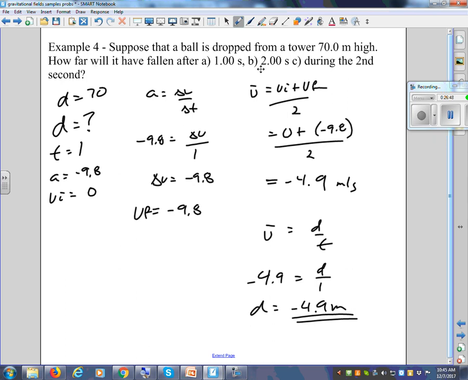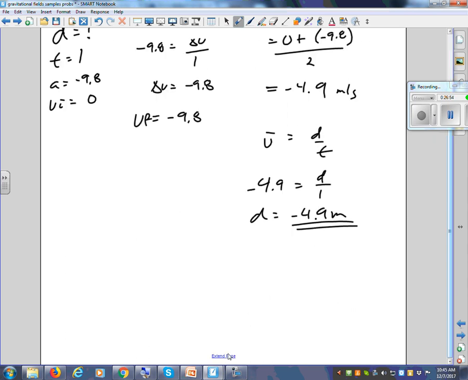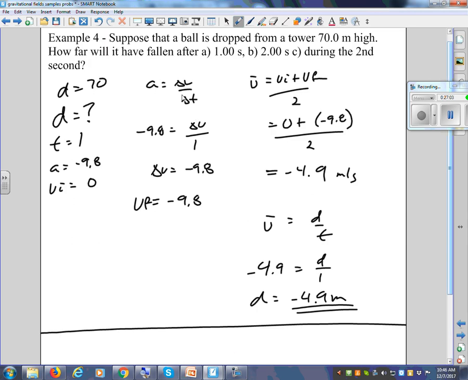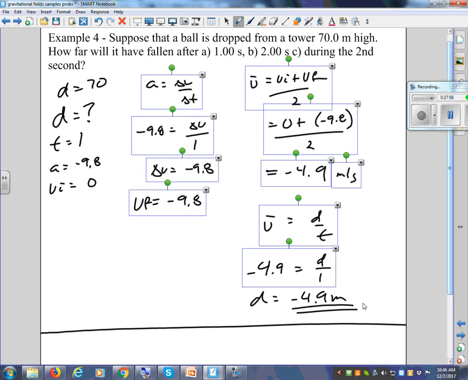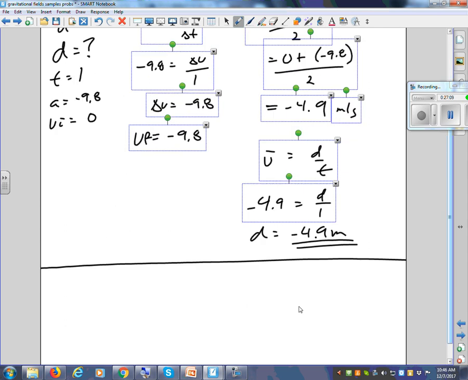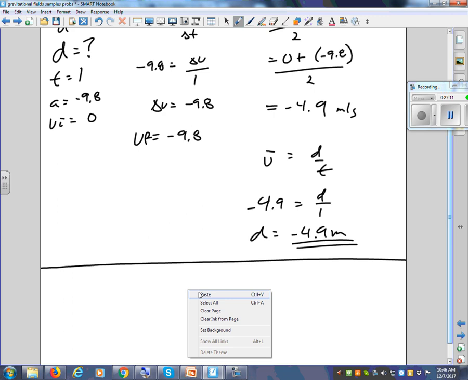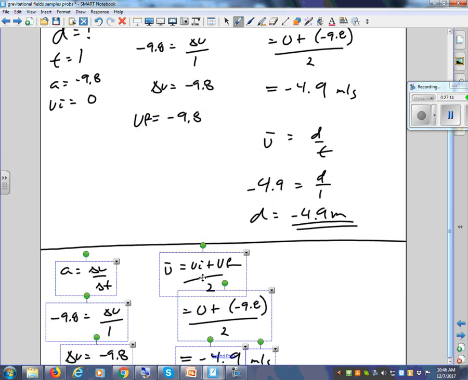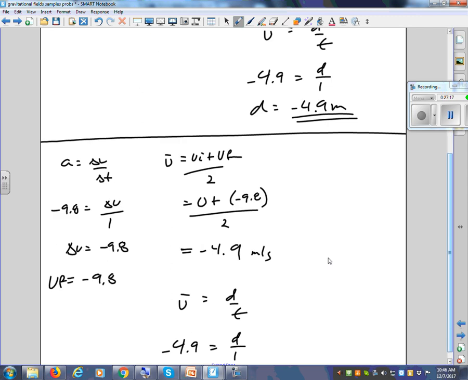How far will it fall after 2 seconds? Literally exactly the same. How much room you guys got? Small writer over there. It's literally the same thing, right? Let me do this quick here. What changes? The 1 becomes a 2. Minus 19.6.